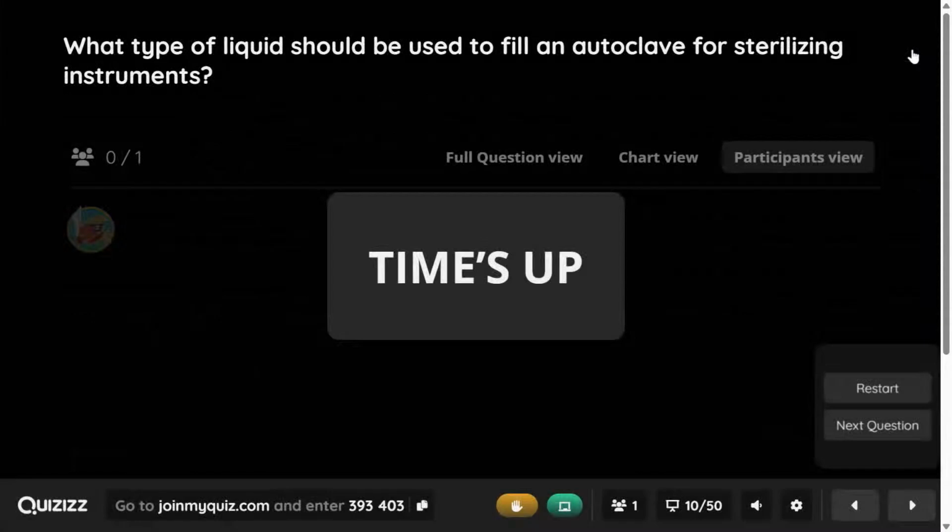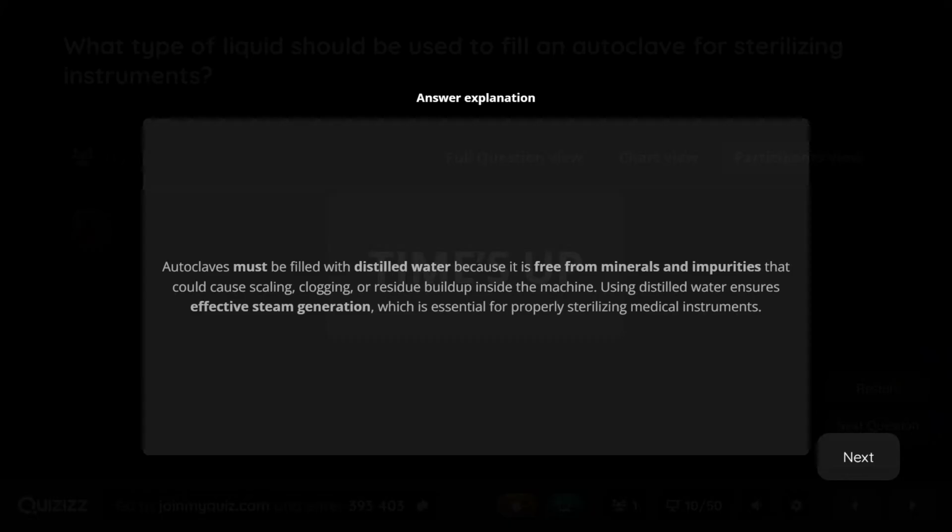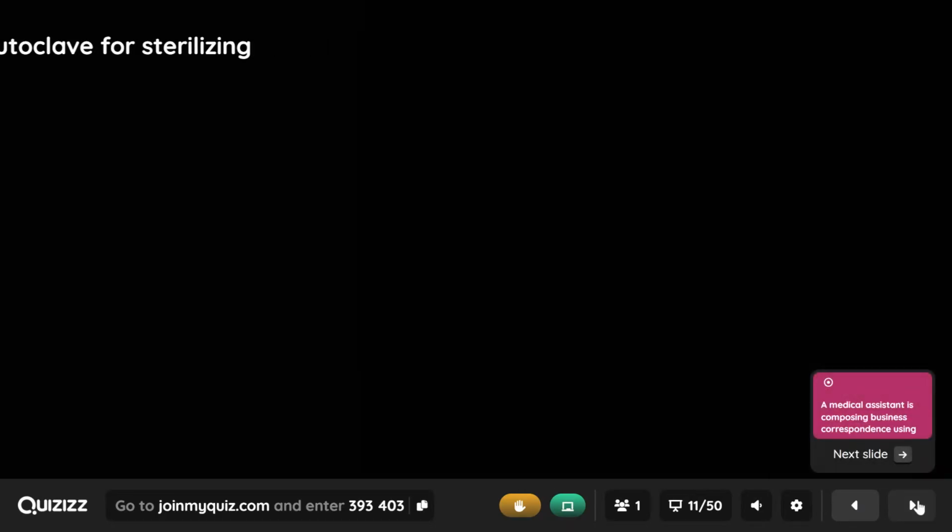Now, the answer to this is going to be distilled water. There's no special chemical that's going inside of the autoclave. It's just regular distilled water. Okay. And the reason that we have to utilize distilled water is because it's free from minerals and impurities that could cause scaling, clogging, and even residue buildup inside of the machine. When we're using distilled water, it makes sure that the steam effectively generates. And remember, that is so important because it's the hot temperatures of that steam that is actually sterilizing our instruments. All right, let's keep it going.